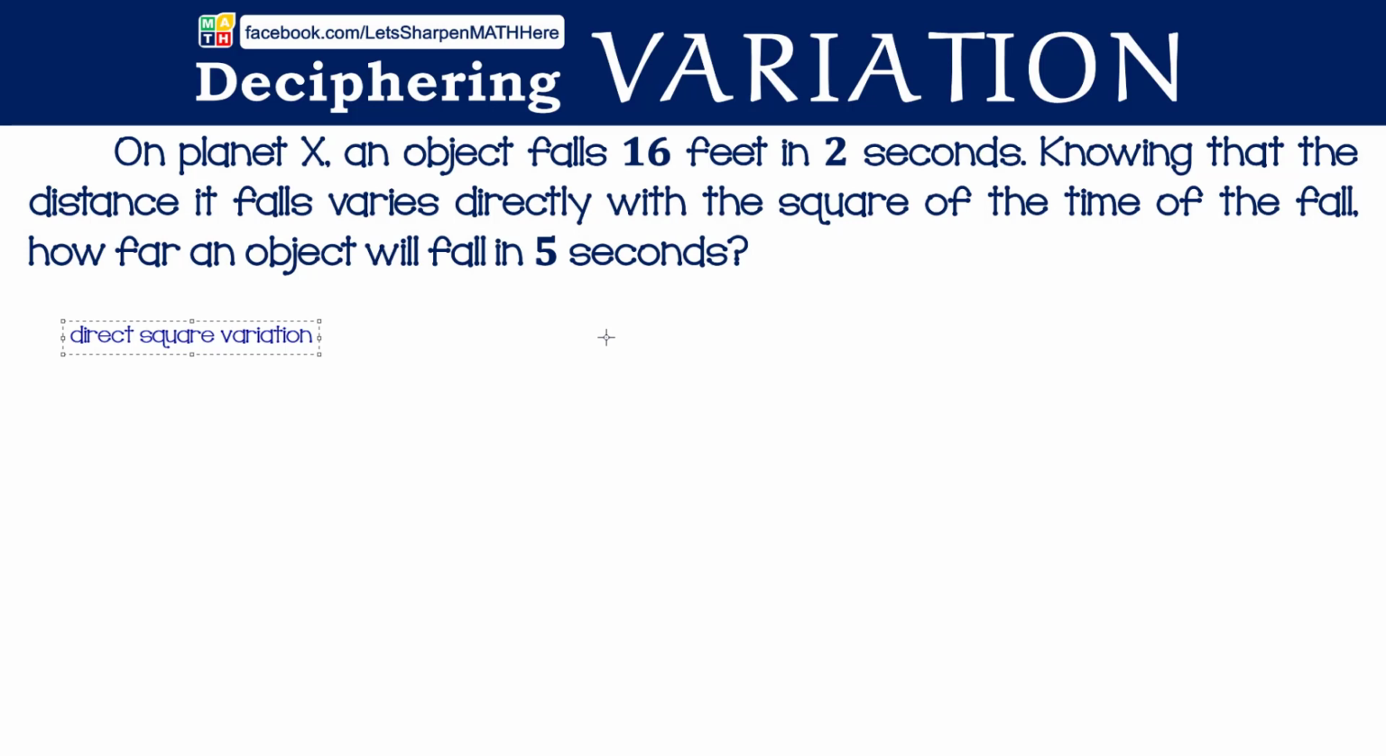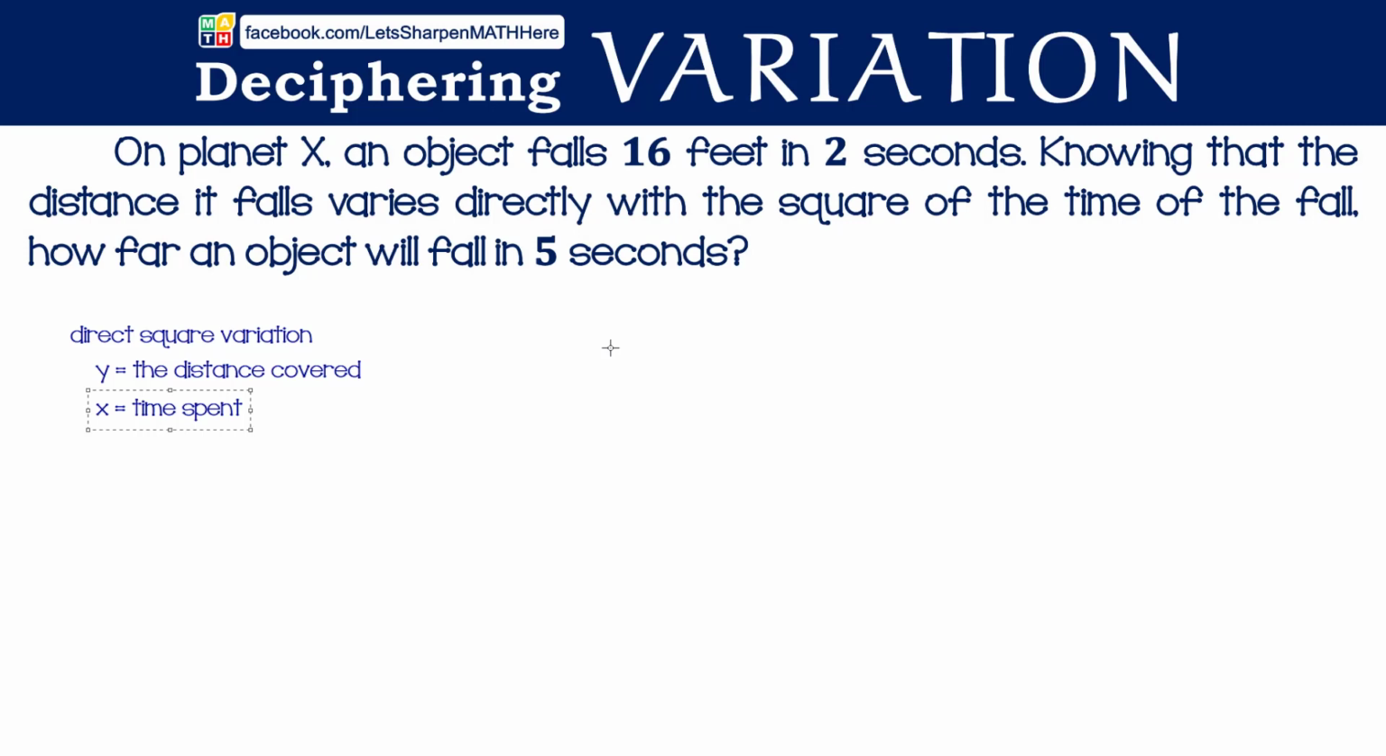So before we could come up with our solution, let's try to describe what is x, our independent variable, and y as our dependent variable. When you look closely at the problem, specifically in the second statement, the distance the object falls varies directly with the square of the time of the fall. The distance being mentioned here is your dependent variable, which is your y. And your independent variable corresponds to the time the object has been falling.